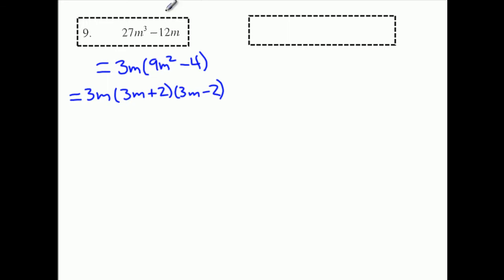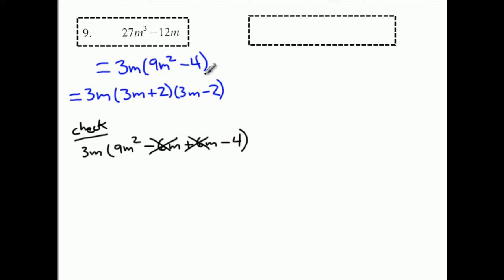So just to check, 3m times 3m is 9m squared, and then 3m times negative 2 is negative 6m. 2 times 3m is positive 6m. 2 times negative 2 is negative 4. So 6m minus itself is just 0, and then we're left with 9m squared minus 4, as we should. And then we've just got the 3m that sort of tags along for the ride.